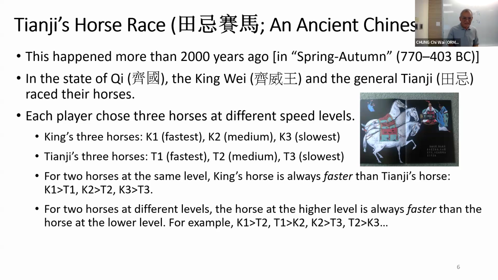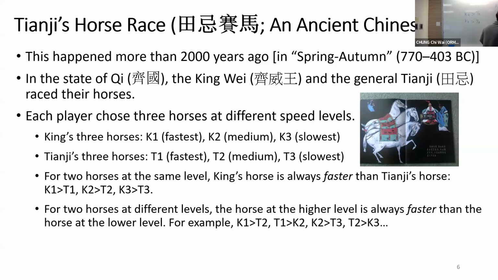The second rule: for 2 horses at different levels, the horse at the higher level is always faster than the horse at the lower level. So is K1 always better than T1, better than T2, better than T3?